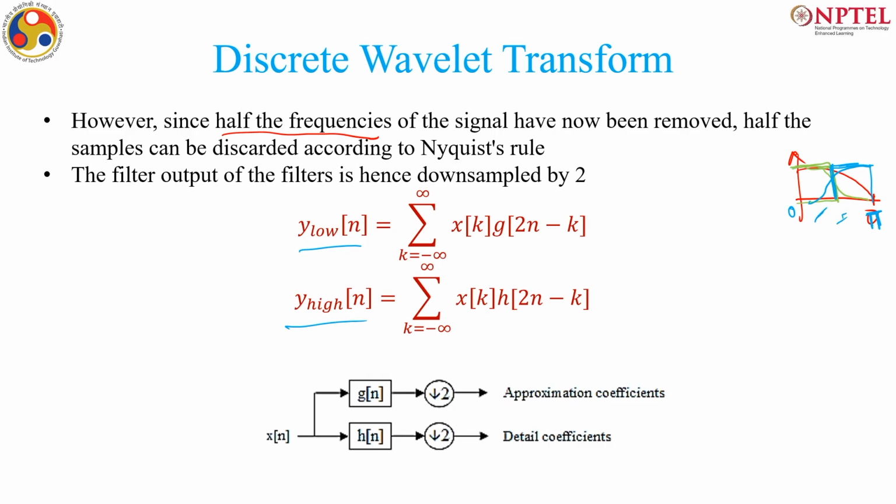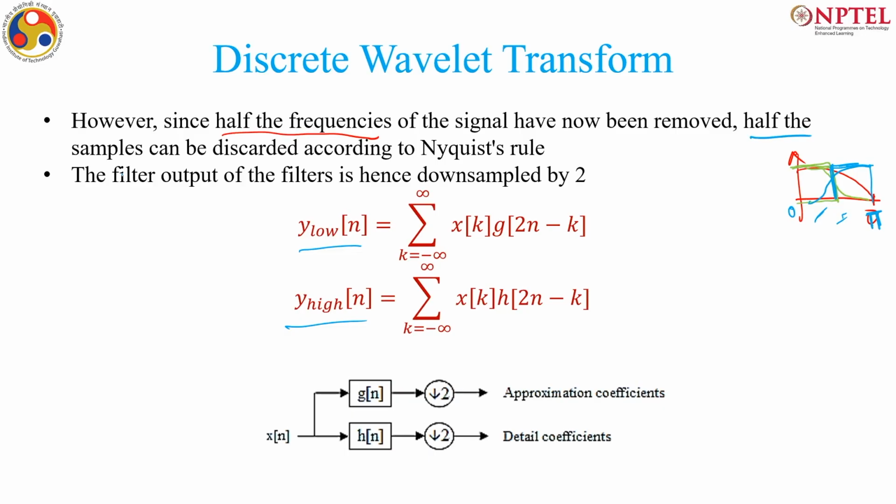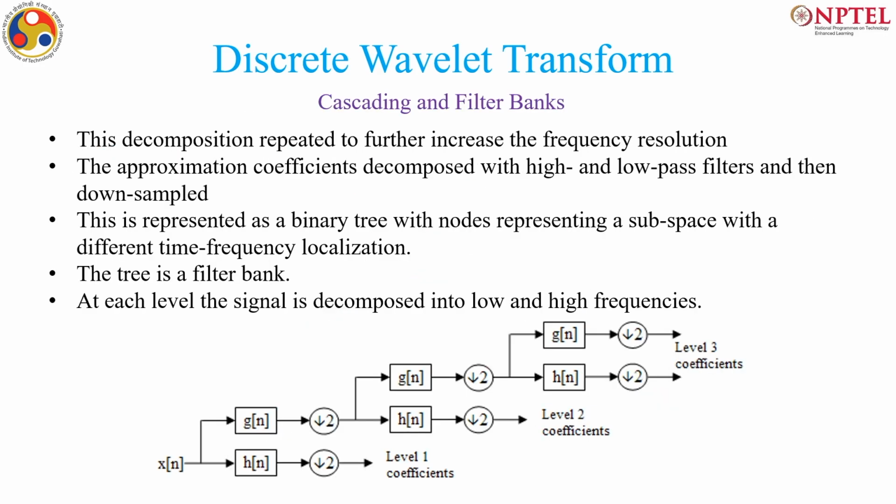So, my bandwidth is half. So, we can easily reduce the sampling rate, or in other words, we can halve the samples. Since the filter output is downsampled by 2, we can write this equation, which is the equation of downsampling. Pictorially, we see that these are the responses Gn and Hn, and then we downsample by a factor of 2 and we get the approximation and detailed coefficients. So, this is what I showed is called level 1 decomposition.